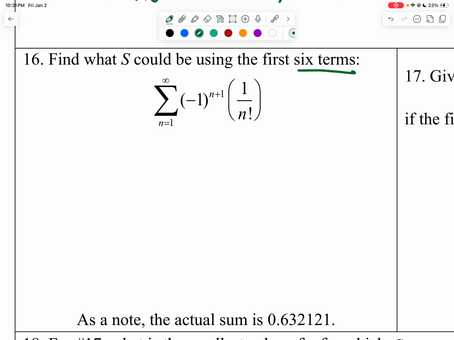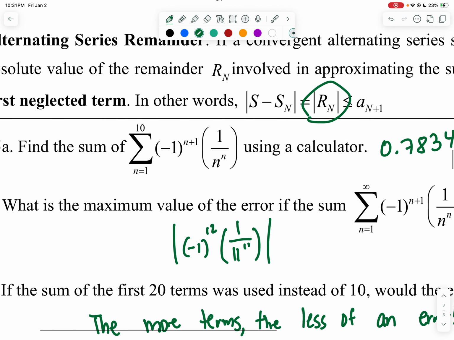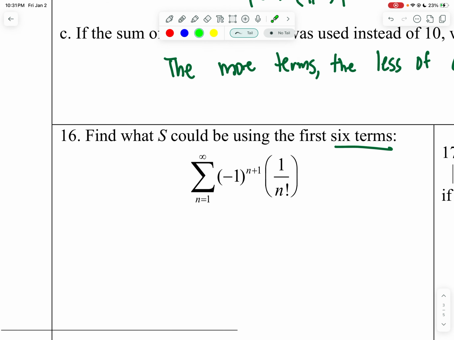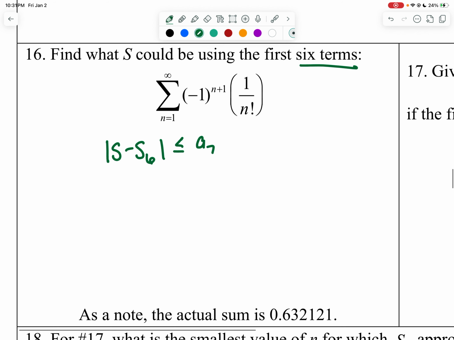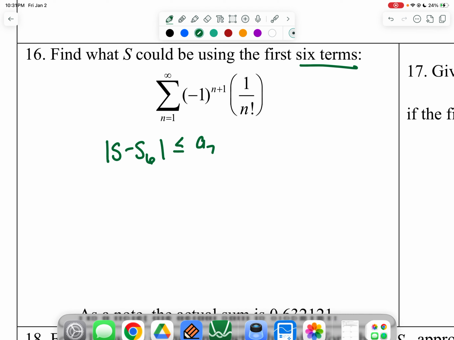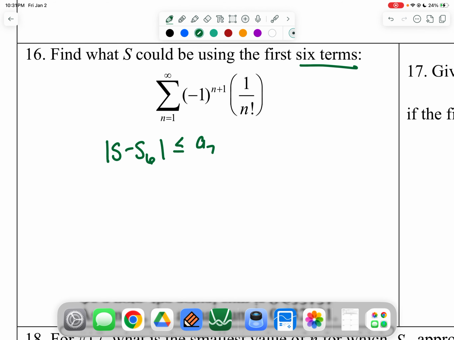So we're going to use the next neglected term. Whenever we have our alternating series error right here, we have our actual sum that we don't know. We have the 6 partial sum that we're going to find out. And then we have our neglected term, which is going to be a sub 7. Now, what we have to do here is actually plug and chug to find out the 6 partial sum, and then figure out what a sub 7 is.